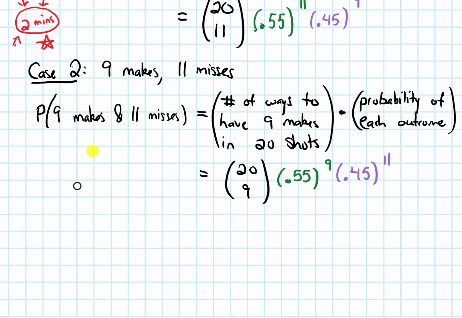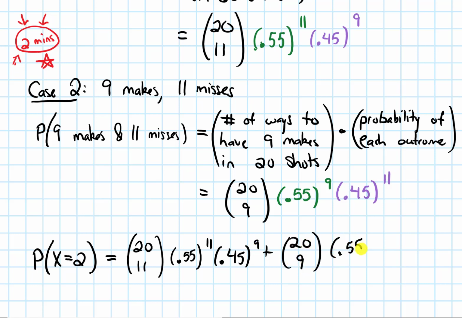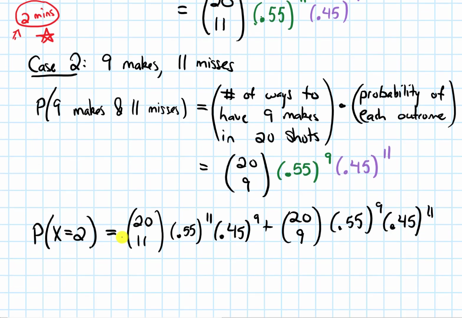All right, so we are ready to write down our answer at this point. So the probability, remember our notation was asking, what's the probability that x equals 2? And we have these 2 disjoint cases here. So we get to add these values up. So we get 20 choose 11 times 0.55 to the 11 times 0.45 to the 9 plus 20 choose 9 times 0.55 to the 9 times 0.45 to the 11. If I worked this out ahead of time, I rounded it to 3 decimal places. This is approximately equal to 0.296.